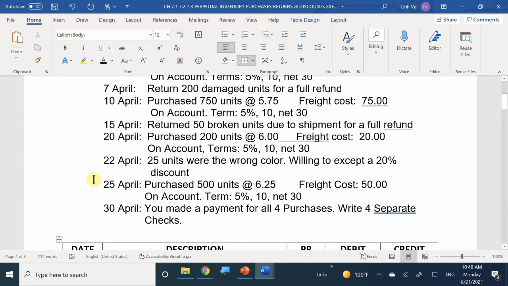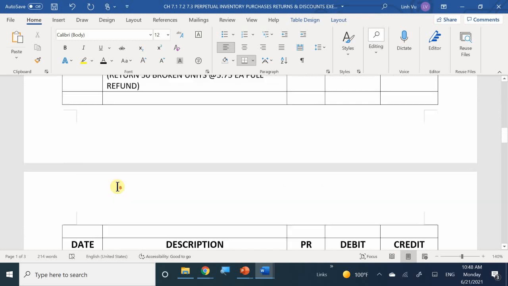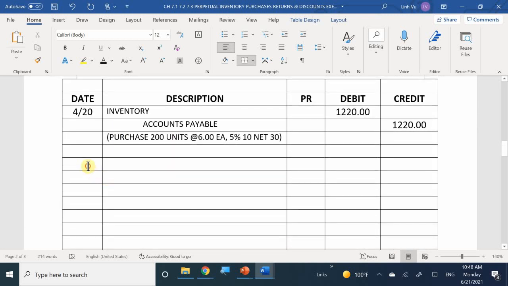All right, and then on the 22nd of April, 25 of those units were the wrong color, and we're willing to accept a 20% discount. In this case, how are we going to journalize this? We're only attempting to return 25 of those units, but the vendor convinced us to keep those items and give us a 20% discount off of those 25 items. So how am I going to journalize this?